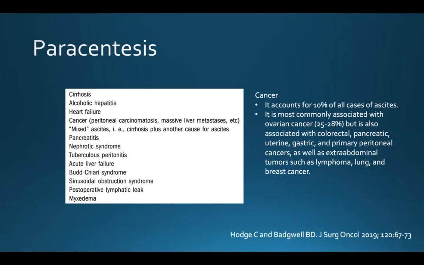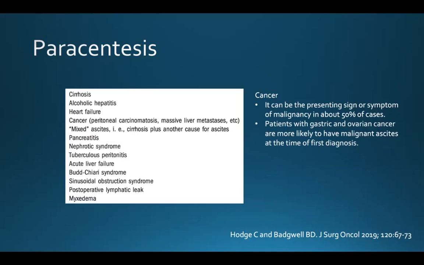Cancer is the second most common cause of ascites and accounts for 10% of all cases. It's most commonly associated with ovarian cancer, but is also associated with a list of other cancers including colorectal, pancreatic, uterine, gastric, and primary peritoneal cancers, as well as extra-abdominal tumors such as lymphoma, lung, and breast cancer.